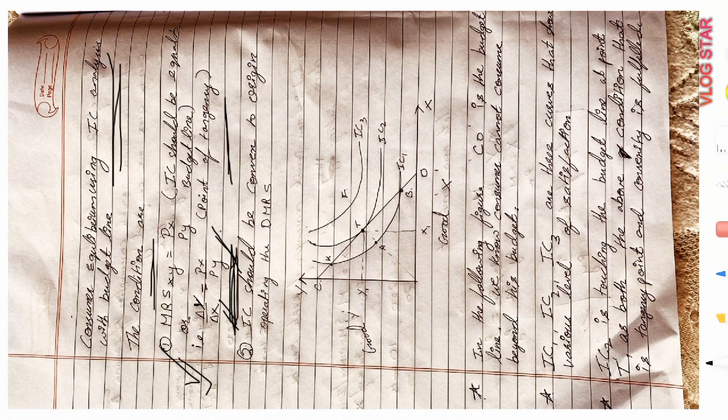So what does this say? Change in Y upon change in X is equal to Px upon Py. This is the main condition which needs to be fulfilled. Another condition is that the IC should be convex to the origin. Now what is convex? I have told you what a convex is. Like this is convex, the bulging part over here, this is convex.